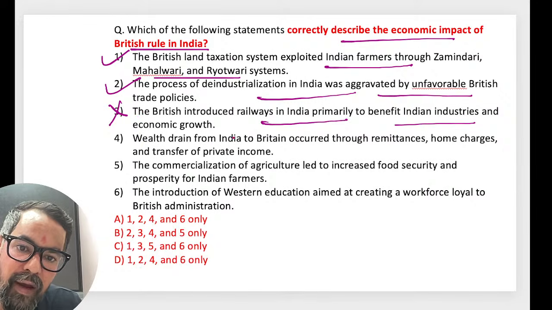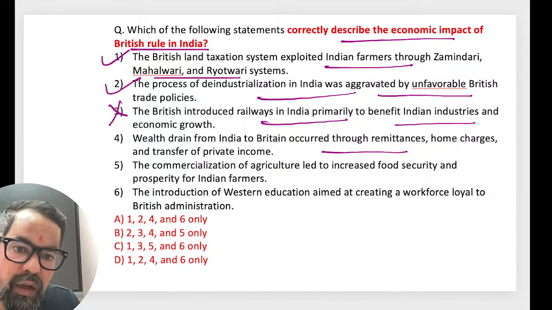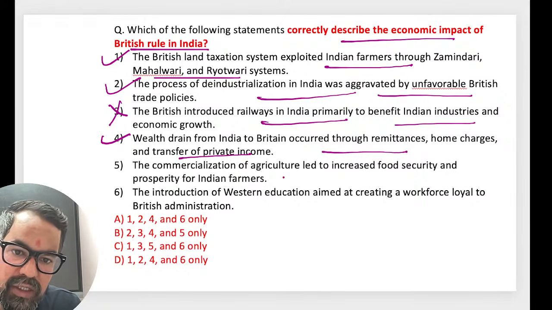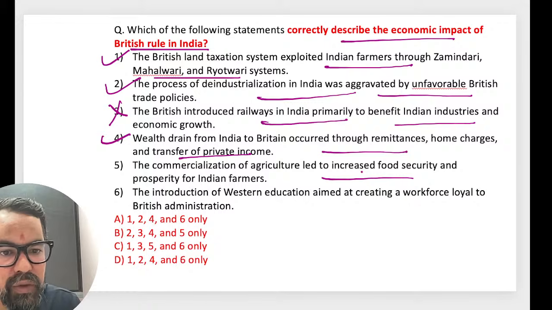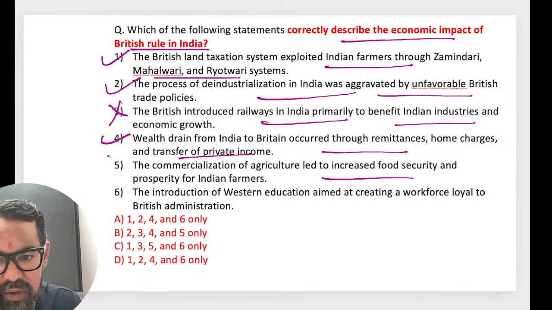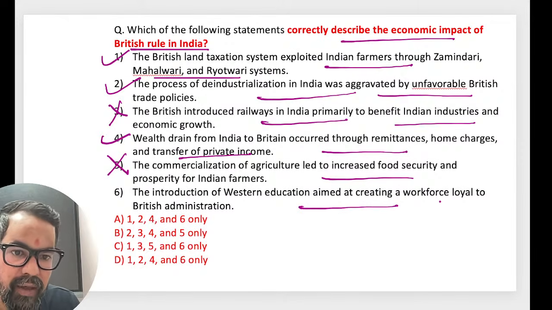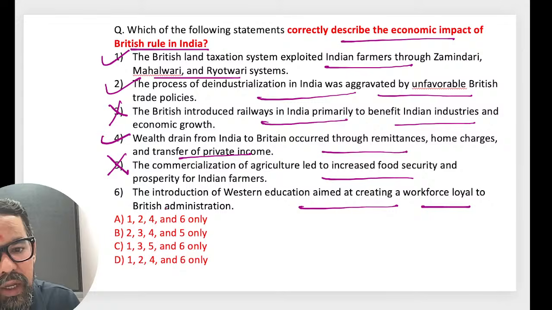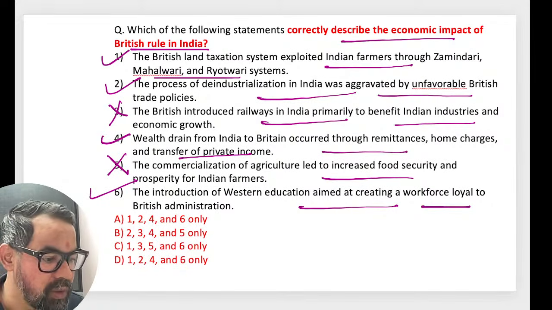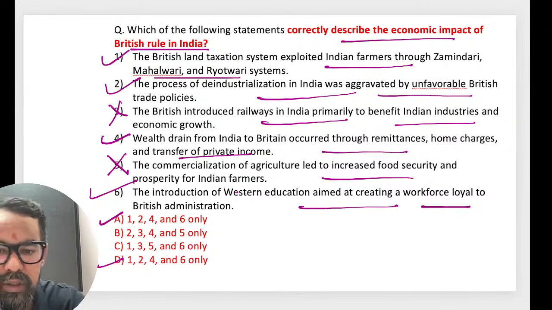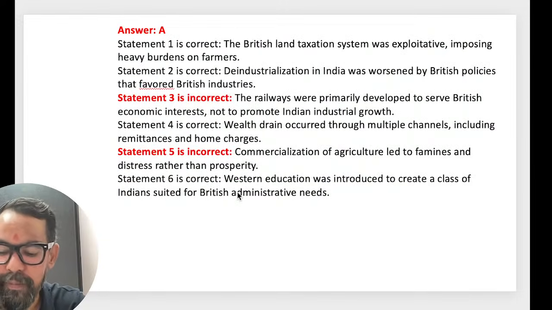So wealth drain from India to Britain occurred through the remittances, home charges, and transfer of private income. Then commercialization of agriculture led to increased food security and prosperity. This never happened. The introduction of Western education aimed at creating a workforce loyal to British administration. That is also ठीक है. Transportation was the purpose. तो 1 2 4 6 ठीक है. So whether this or this, ठीक है, both the statements are correct here or the same, right? Correct है. चलो आगे बढ़ते हैं.